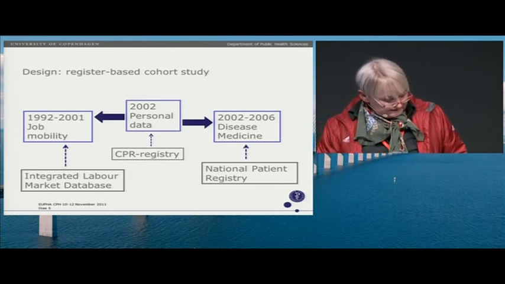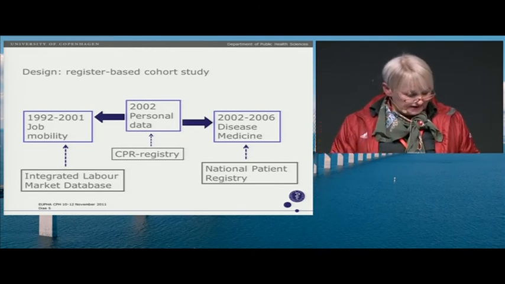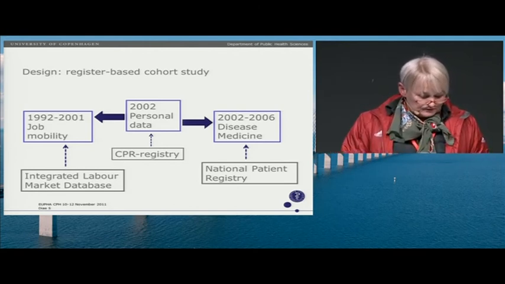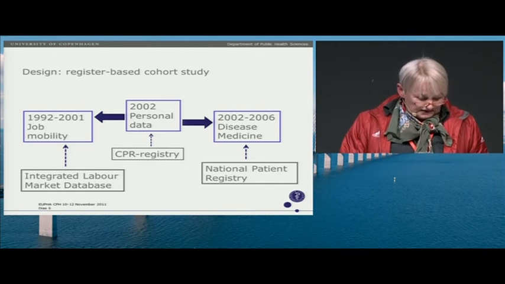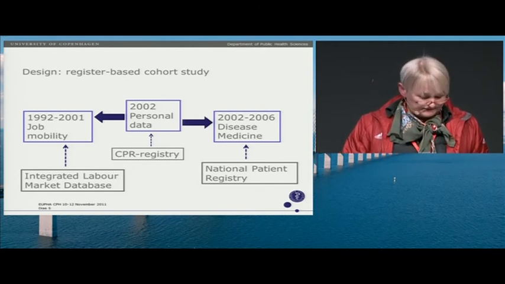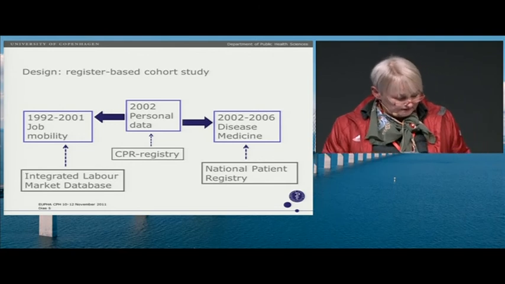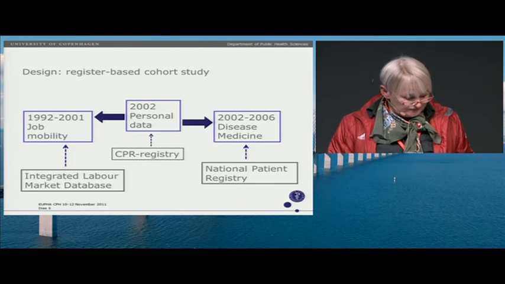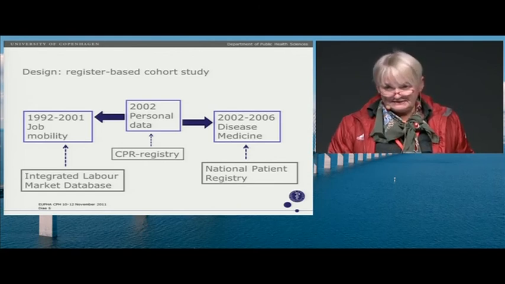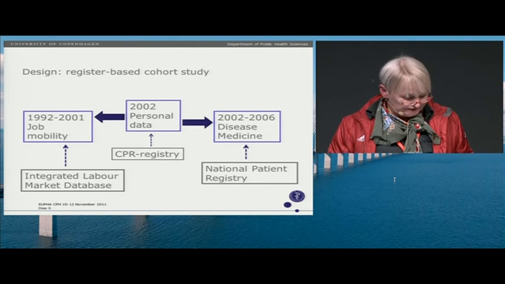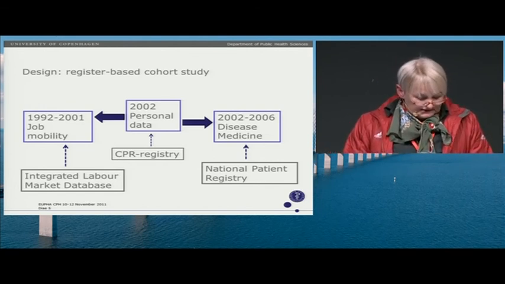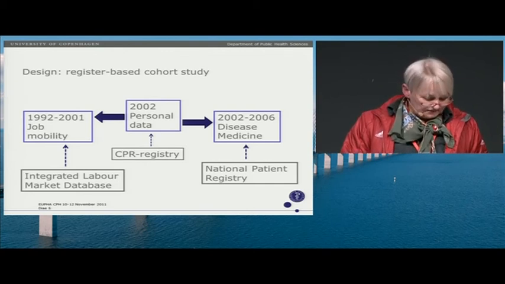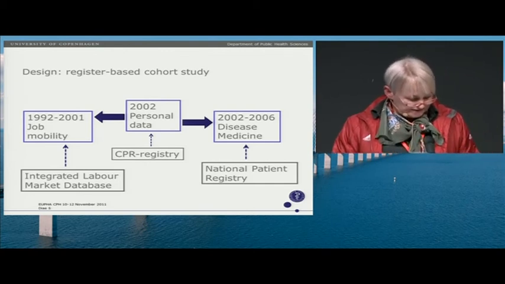Job mobility, the exposure variable, was registered annually during a 10-year period from 1992 to 2001 and grouped into 4 categories: zero mobility, 1 to 4 times mobility, 5 to 9 times mobility, and 10 times mobility during this 10 years period. Data on job mobility came from Statistics Denmark from the Integrated Labour Market Database.